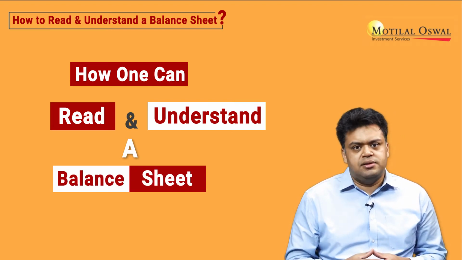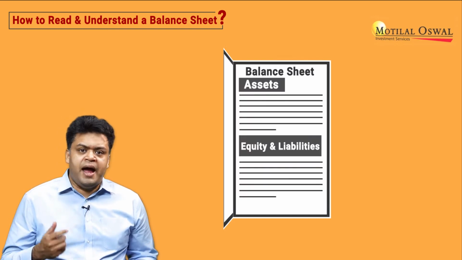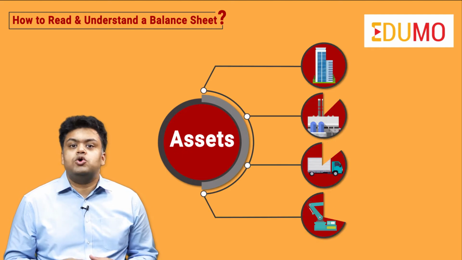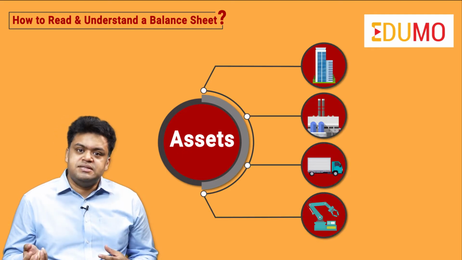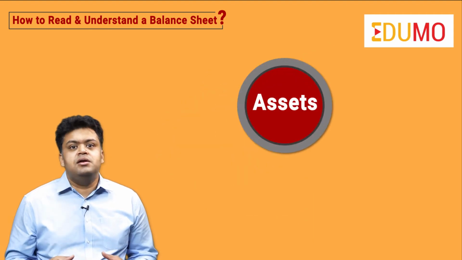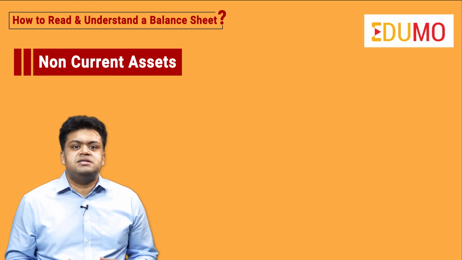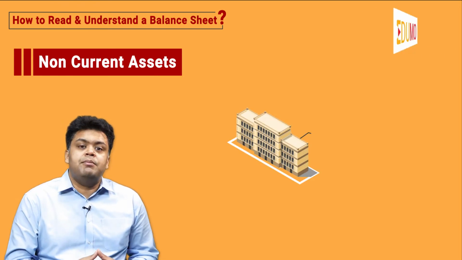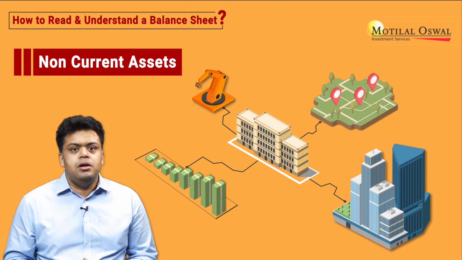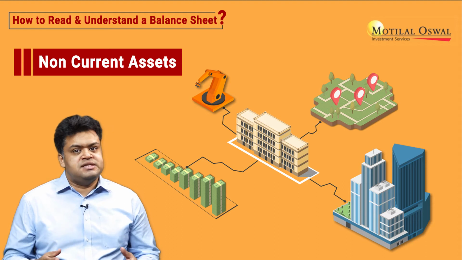the company's financial health. A balance sheet consists of two parts, assets and equity and liabilities. Assets are the resources owned by the company to generate some income or wealth for the company. Assets are again divided into non-current assets and current assets. Non-current assets are items which help the company generate revenue and are owned for the long term. Example, machinery, building, land, long-term investments, etc.